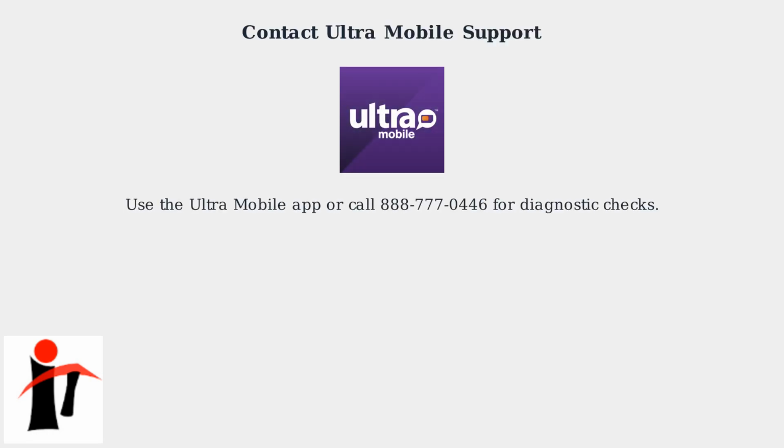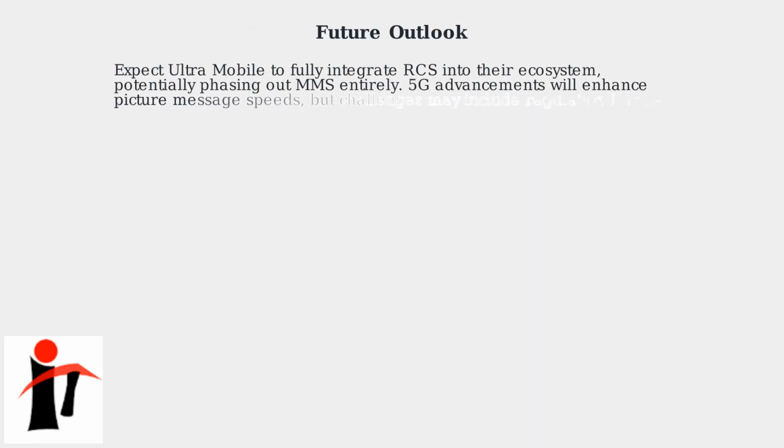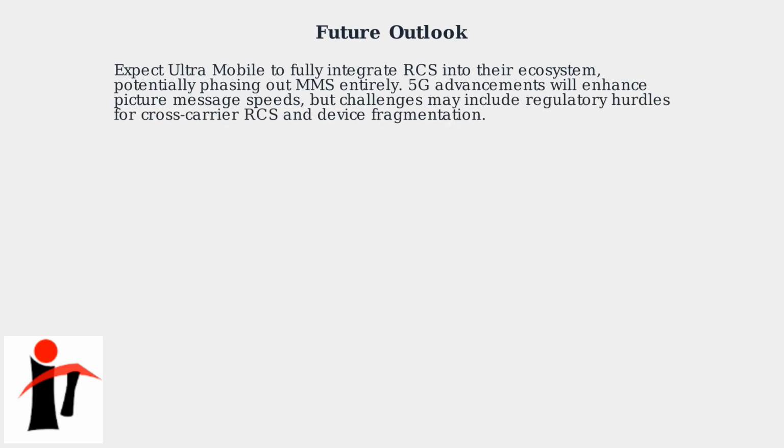If none of these steps work, contact Ultramobile support via their app or by calling 888-777-0446 for diagnostic checks. In the future, expect Ultramobile to fully integrate RCS into their ecosystem, potentially phasing out MMS entirely.